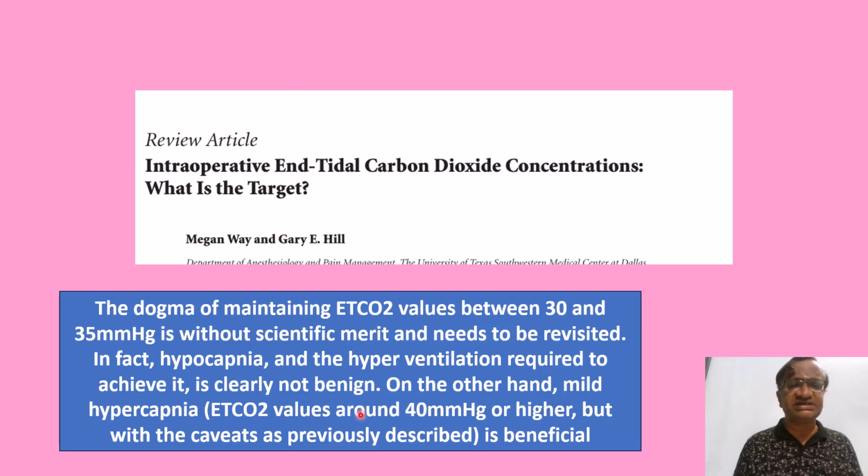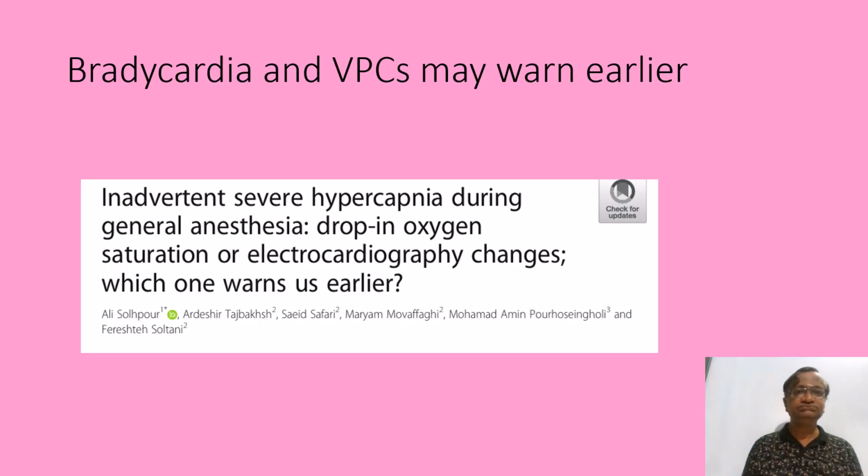Intraoperative end-tidal concentration target: what is the actual target? Around 35 to 40, but sometimes they say 40 or higher also. That is what I told, better oxygenation. We will not know sometimes. Bradycardia and VPCs may warn us earlier. Arrhythmias will warn us, because EtCO2 may be confusing. If you do a PaCO2 only, it will change.